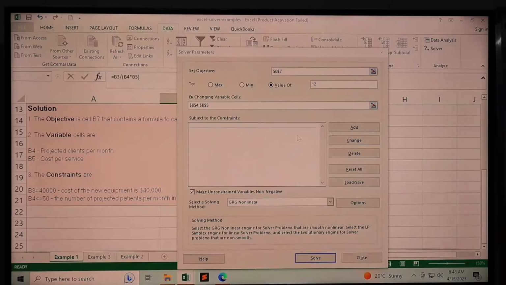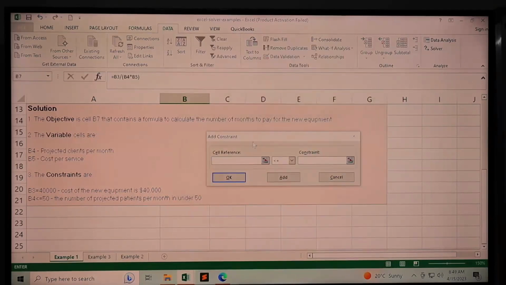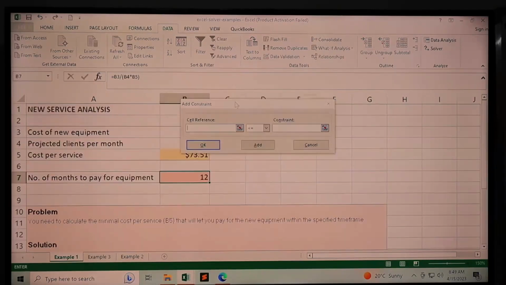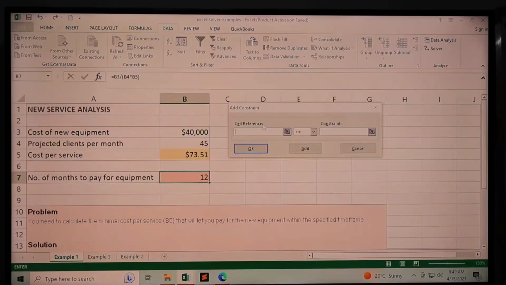So how do you do this? We just click add here, and it will give you the constraint. Here, it will ask you to select the cell reference from where our constraint is supposed to be chosen. So the first one is the cost of the new equipment. The cost of the new equipment is in cell B3. And here, you're supposed to choose.